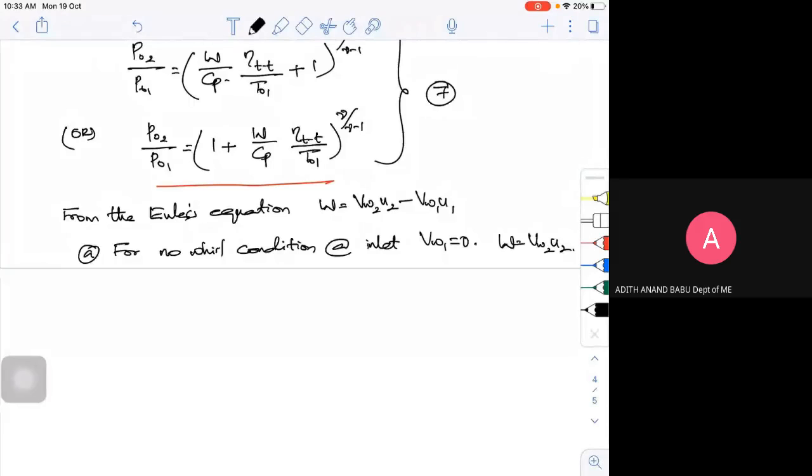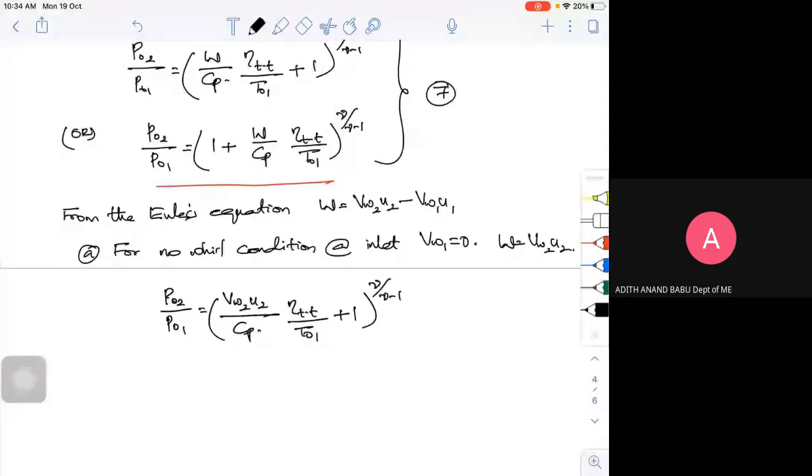Okay. So substituting for this condition, what I want to get is VW2, W over there, and my pressure ratio equation will be something like this. P02 by P01 will be equal to W, which I will write as VW2 into U2, divided by Cp into total to total efficiency divided by T01, plus 1, whole to the power of gamma by gamma minus 1. So this is the expression for your pressure ratio after substituting the value of your W from the Euler equation and trying to get it in terms of pressure ratio.